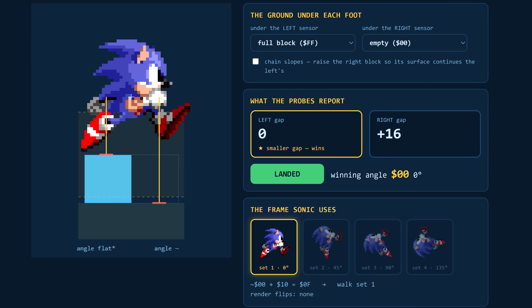The engine keeps the smaller of the two distances from each foot to the ground. The smaller of the two distances wins. That is the main rule. Let's look at some examples. 1. Sonic doesn't fall through small gaps.